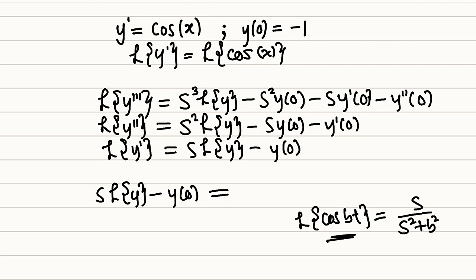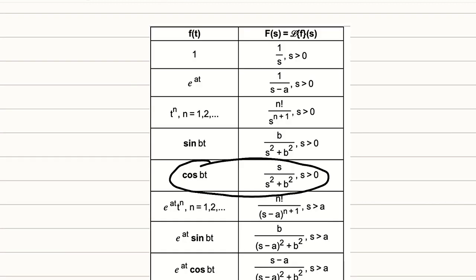But this is a function of t. We are dealing with a function of x. Therefore, we can replace t with x. So we have x instead of t, and the function remains the same. But let me show you this in a table. I don't want to be giving you everything off head. Can you see that? Whenever you take the Laplace transform of cosine bt, you end up with s divided by s squared plus b squared.